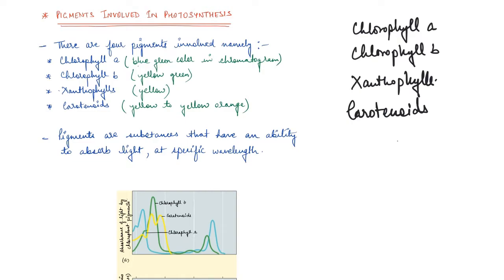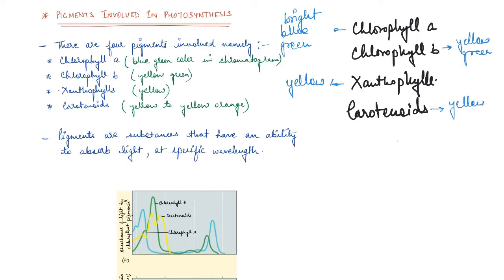Now if we talk about these pigments, so basically chlorophyll A gives bright blue-green color in the chromatogram. If we talk about chlorophyll B, it gives yellow-green, so yellowish green. If we talk about xanthophylls, it is yellow, gives yellow color. And if we talk about carotenoids, it gives yellow to orangish, so yellow orangish color, right?